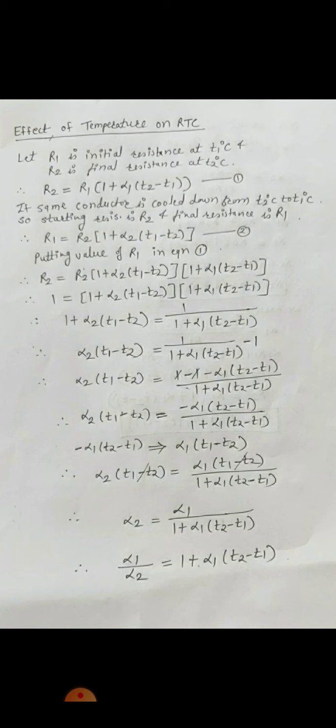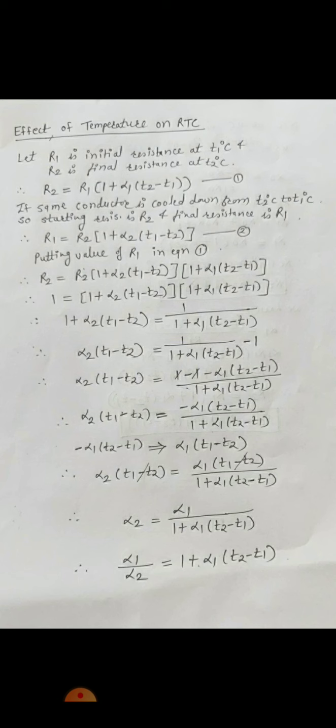So in that case our equation is R1 equals R2 [1 + α2(T1 − T2)]. So we have these two equations. Equation first is for R2 and equation second is for R1. Now putting the value of R1 in equation 1, we are getting R2 equals R2 [1 + α2(T1 − T2)] multiplied by [1 + α1(T2 − T1)]. So R2 gets cancelled.